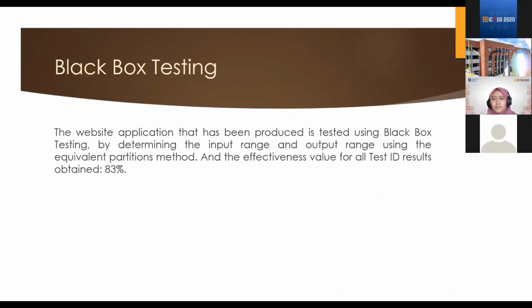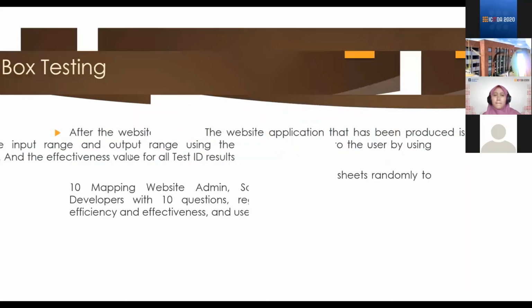For the website evaluation, we use black box testing. The website application that has been produced is tested using black box testing by determining the input range and output range using the equivalent partitioning method. And the effectiveness value for all test ID results obtained is 83%.